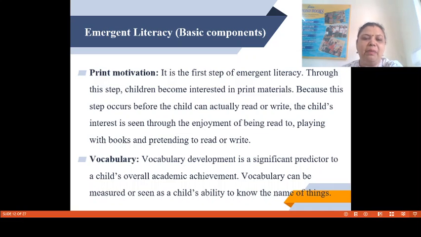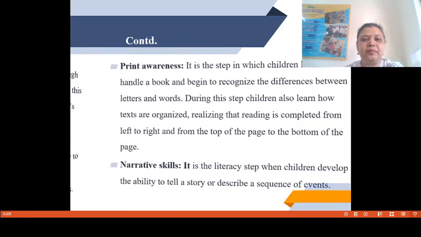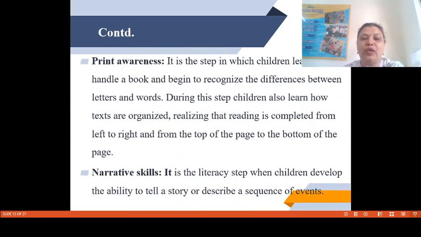Second is vocabulary. Vocabulary development is a significant predictor of a child's overall academic achievement. Vocabulary can be measured or seen as a child's ability to know the name of things. And we know that vocabulary is enhanced in students while interacting with various persons in their environment.